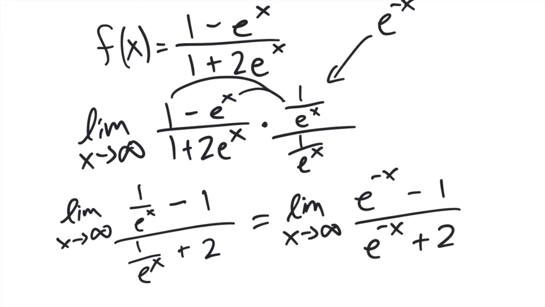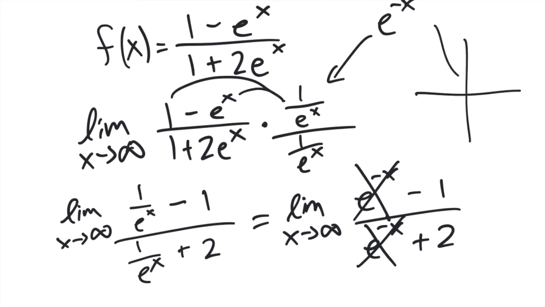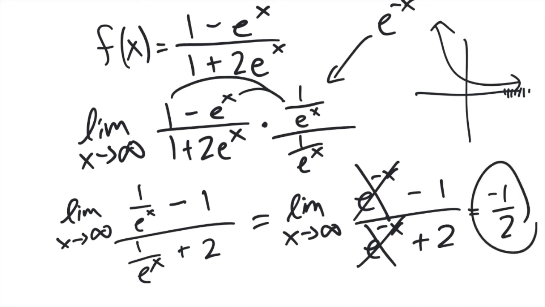Now, no, the e to the negative x's do not cancel on top and bottom. That's a common mistake I see from students. But if we look back on the last problem, the last page, what we would see is that as x goes to infinity, e to the negative x just becomes 0. Those just go away. And that's the example of this decreasing function right here, and saying as x is going to infinity, that function is getting really close to that x-axis. So what do we get for the limit? We just get negative 1/2.